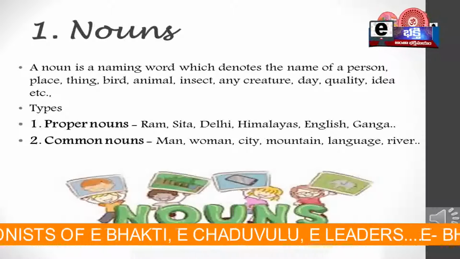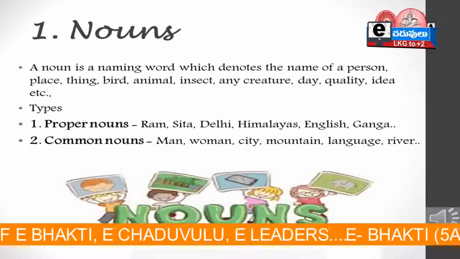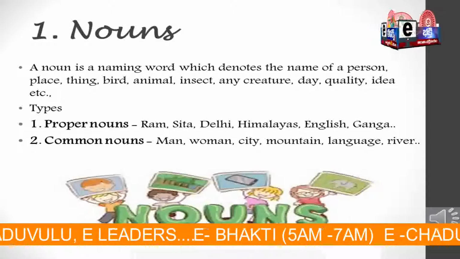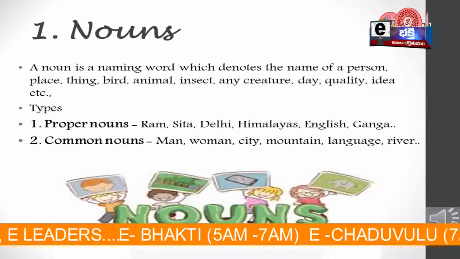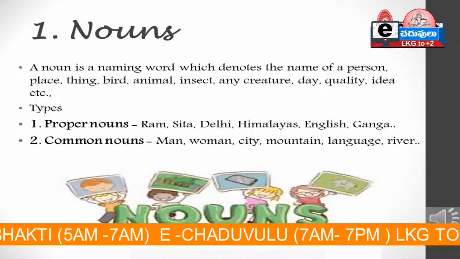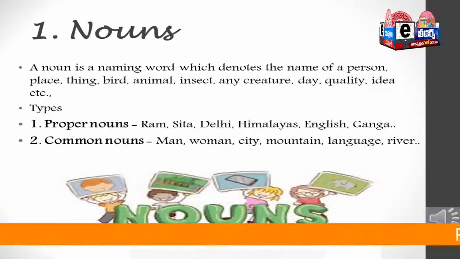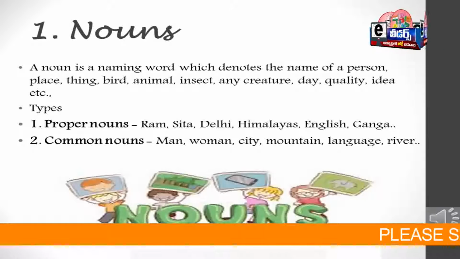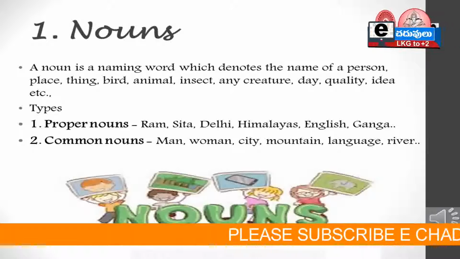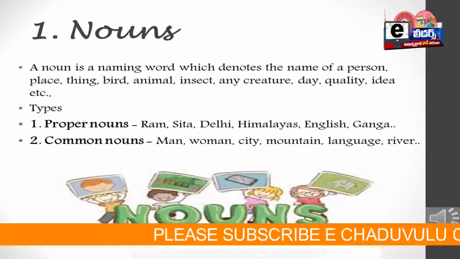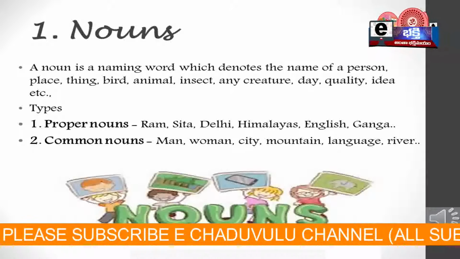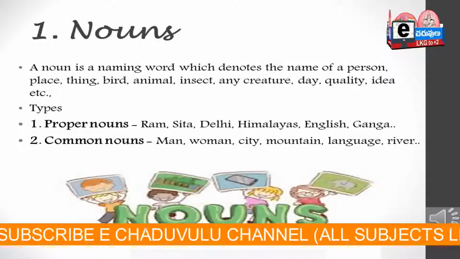A noun is a naming word which denotes the name of a person, place, thing, bird, animal, insect, any creature, day, quality, idea, etc. Types of nouns. There are two types of nouns. One is proper noun, the second one is common noun. Proper noun is used for a particular person, place, or thing, and common noun is used in general for common things or persons.